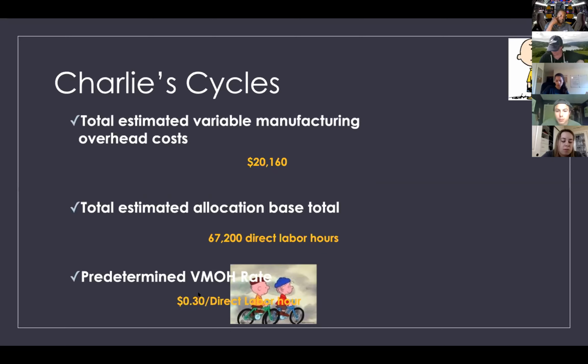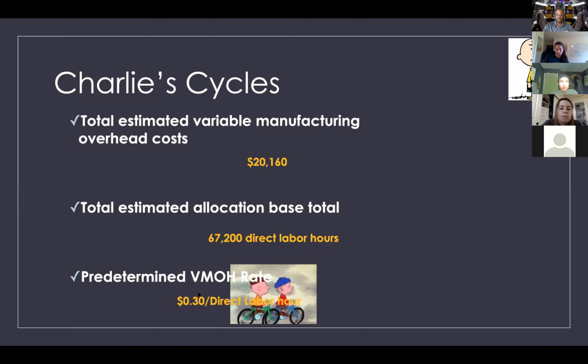If you recall, we said that it takes 4 direct labor hours for a bicycle. So our budget is $1.20 per bicycle: 30 cents times 4. Our budget is that we're going to spend $1.20 in variable manufacturing overhead costs for every bike that we produce.